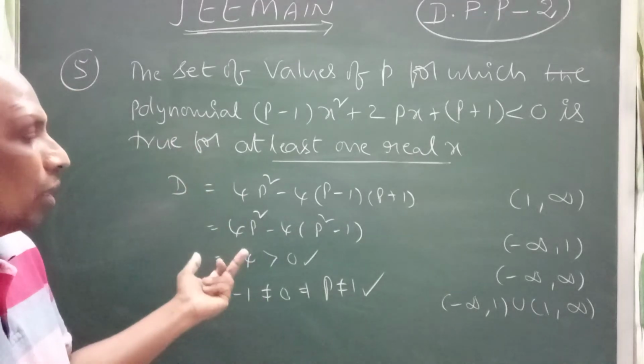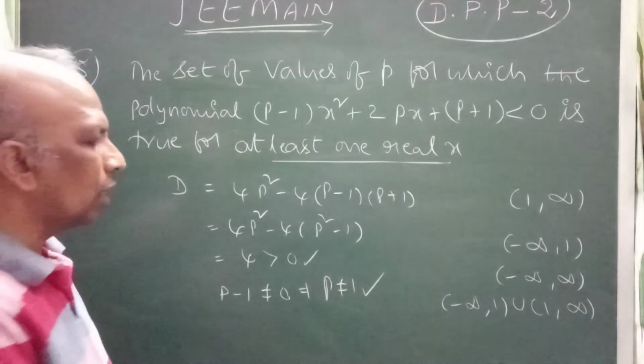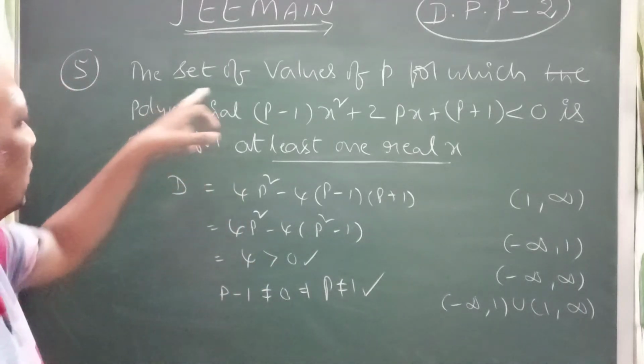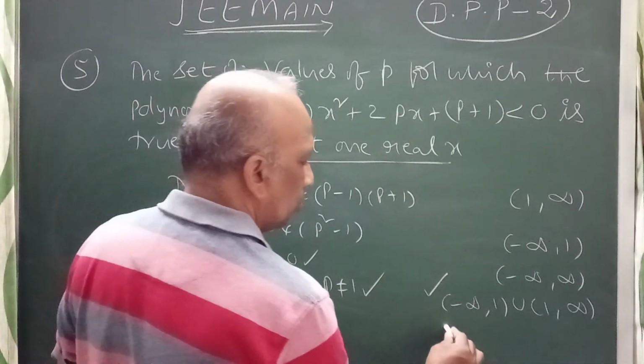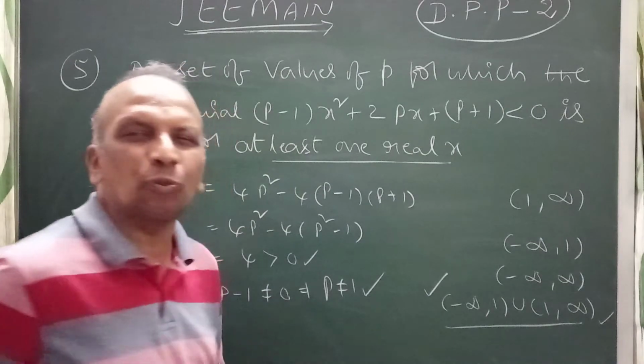P value not equal to 1 means they automatically accept 1. They are asking the set of values of p. P should not be 1. So your answer is this, p not equal to 1. Your answer is the fourth option.